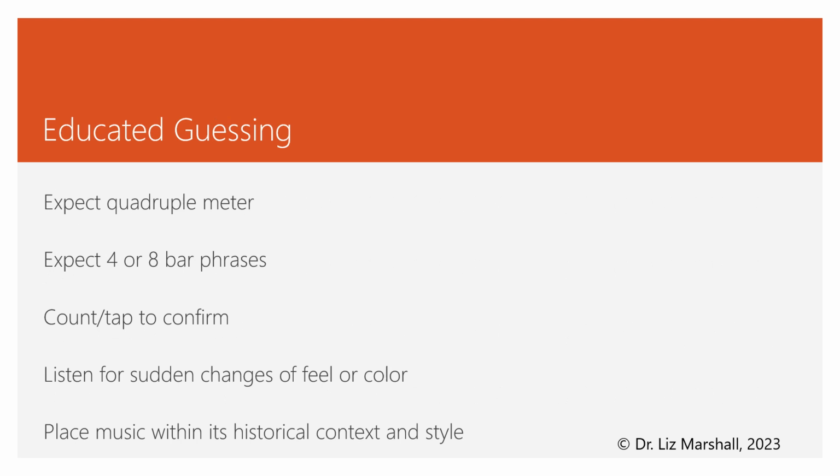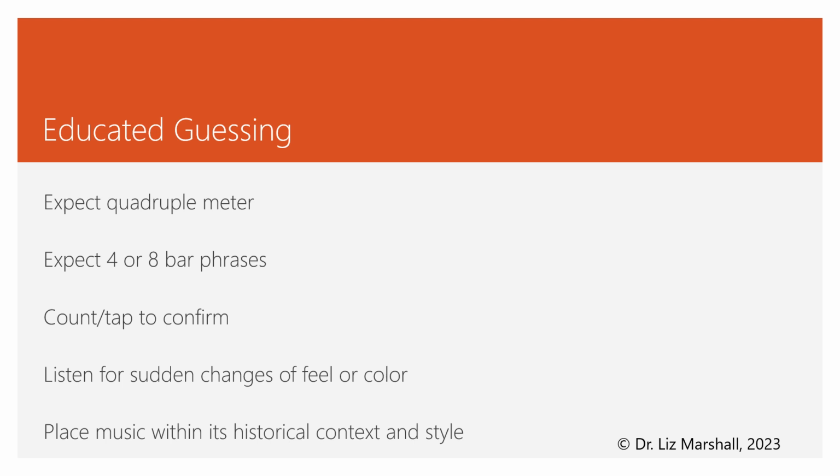Most of the popular music styles we will discuss will be a moderate tempo and quadruple meter. The majority of music is also 4-bar phrases or 8-bar phrases, and you can use the lyrics to help you determine this. Music is only hearable retroactively.